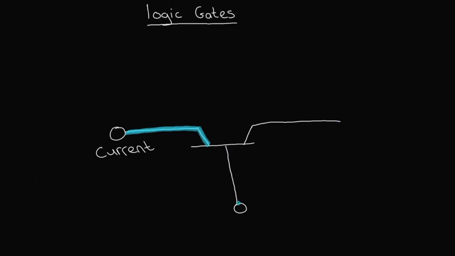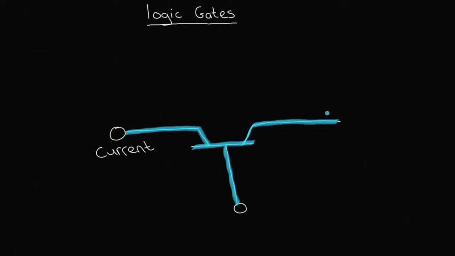But imagine we turn our transistor on. So we have our blue line, and now we have a current going up here, and we turn our transistor on. So now all that current is allowed to flow to this other wire on the right hand side, and now we can go and light up our LED or our bulb or whatever.